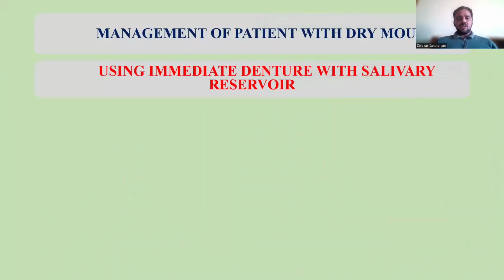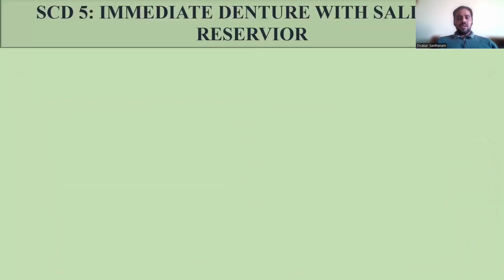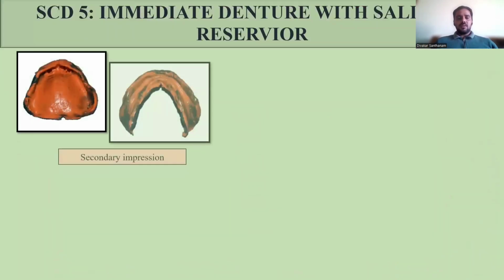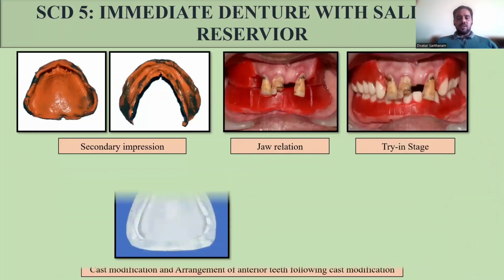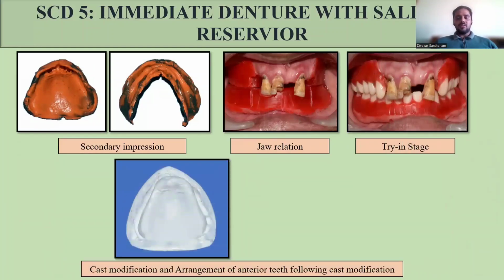So to decrease the xerostomia and dry mouth of these patients, we did an immediate complete denture along with a salivary reservoir, into which we can place artificial saliva, which can be useful for the patient in routine use. The steps start with primary impression, secondary impression, jaw relation, and try-in. Immediately after try-in, the final cast, which we poured from the secondary impression, was modified.